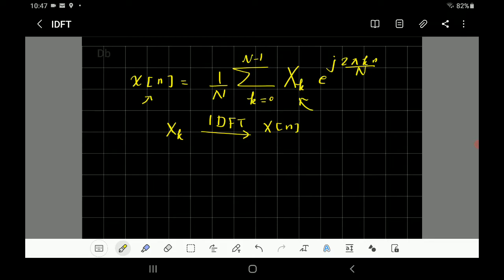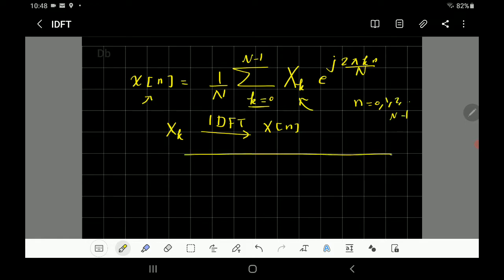Observe the following. There is similarity between how to get the X[k] from x[n]. The difference here: first, you are dividing by 1 over N, which was not there. Instead of summing from n equals 0 to N minus 1, you are now summing over k. And instead of using e to the power minus j, it's e to the power plus j. And of course, when you find the expression, it will be a function of n, and then you substitute n equals 0, 1, 2, up to N minus 1.